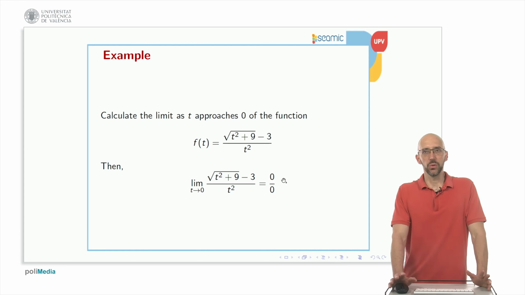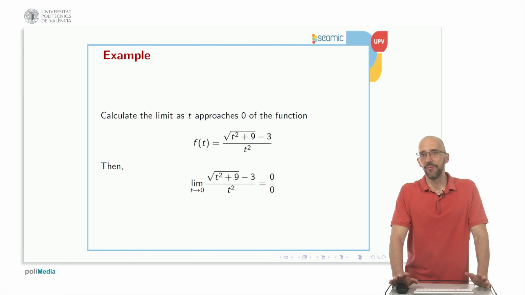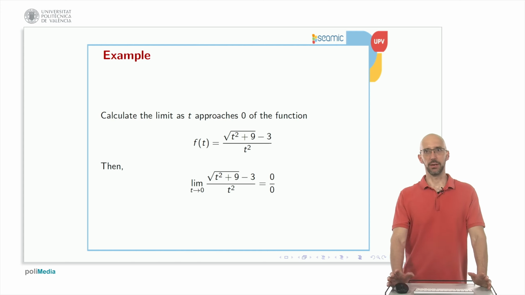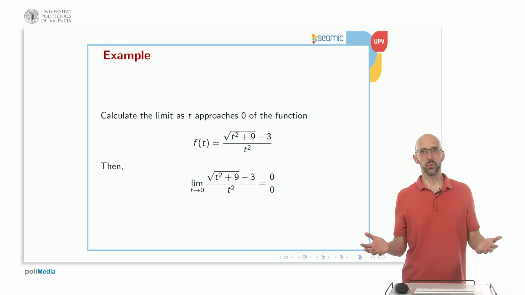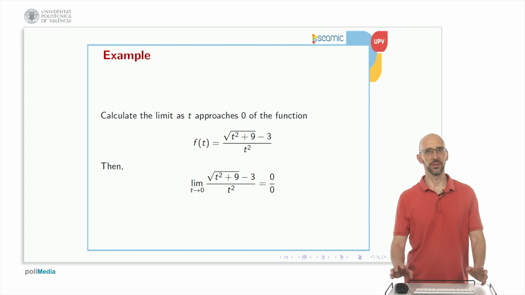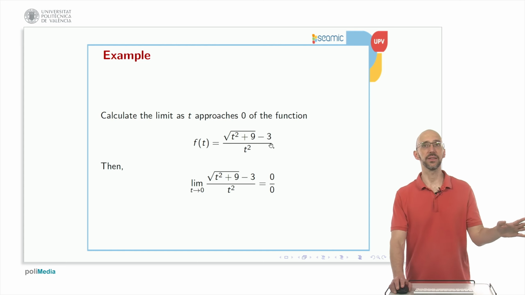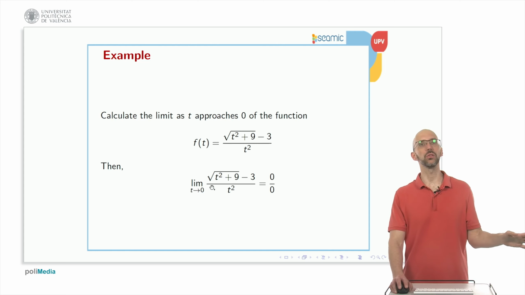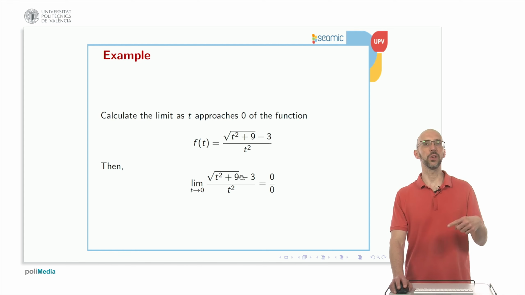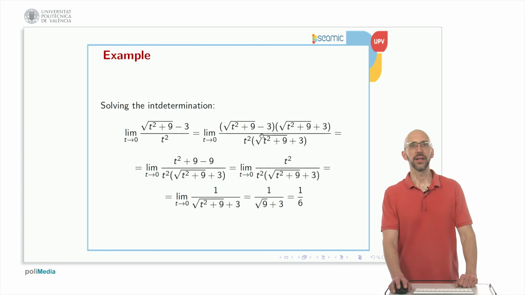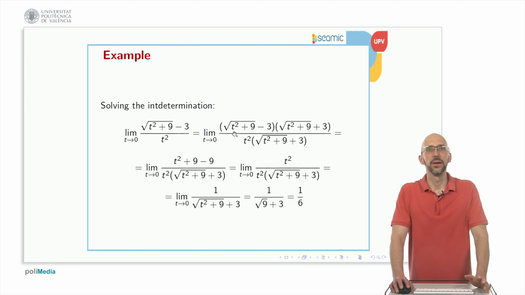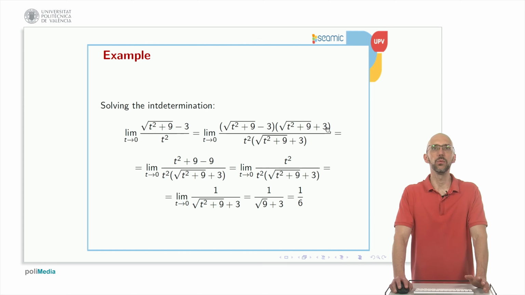Again, do you want to apply any other rule? Fine, do it. You can choose which is the way you are going to solve this indetermination. I'm going to apply exactly the same technique we did before. We are going to multiply numerator and denominator by the conjugate of the numerator. And here you see it, okay? This is the numerator, and I multiply the numerator and the denominator by the conjugate of this one.